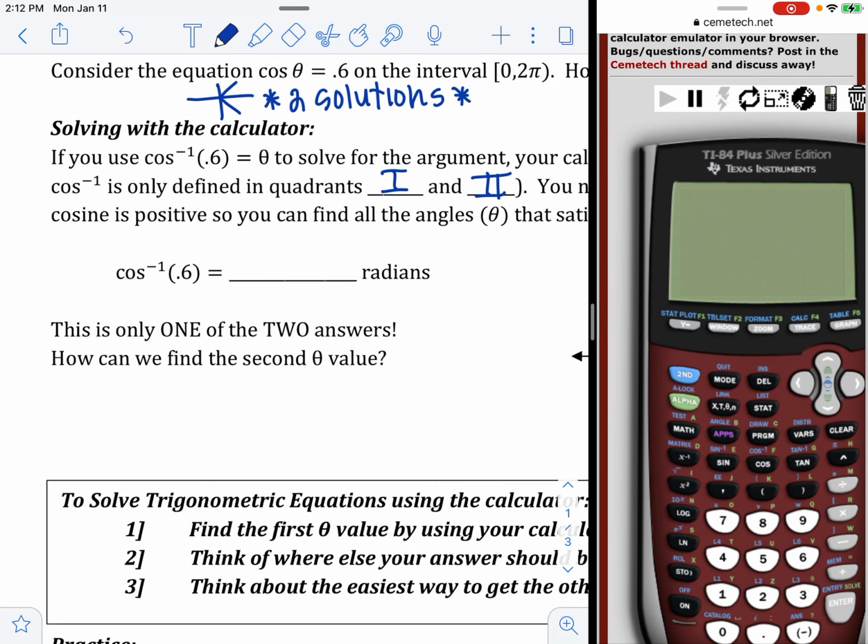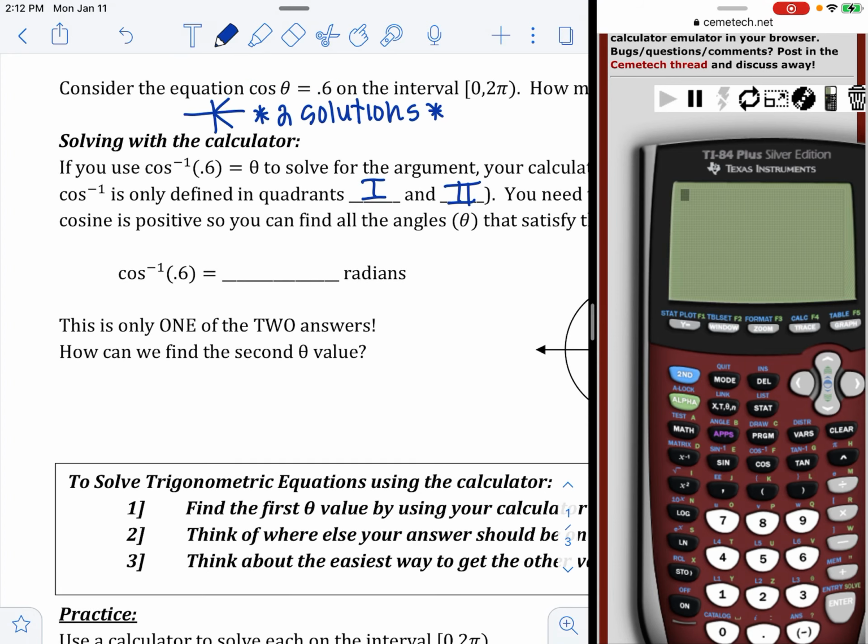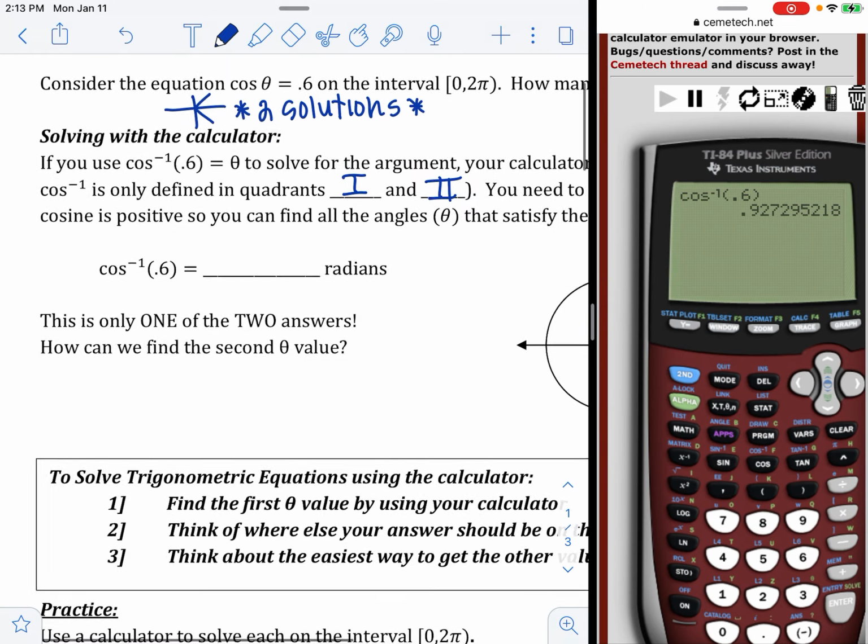Okay, so first off, let's see how our calculator is going to help us. So we're going to do cosine inverse of 0.6. First off, we have to make sure our calculator is in radians because this is in radians. So I'm going to go to mode, make sure it's radians. It is, so I can quit out of there. And now I'm going to do cosine inverse of 0.6, hit enter. And we can do 3 decimal places. That's what we do in pre-calc, so 0.927.